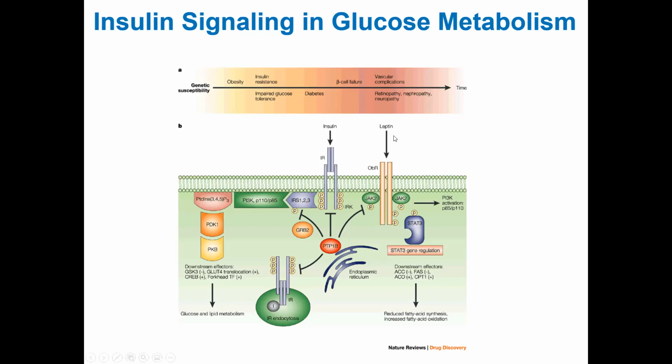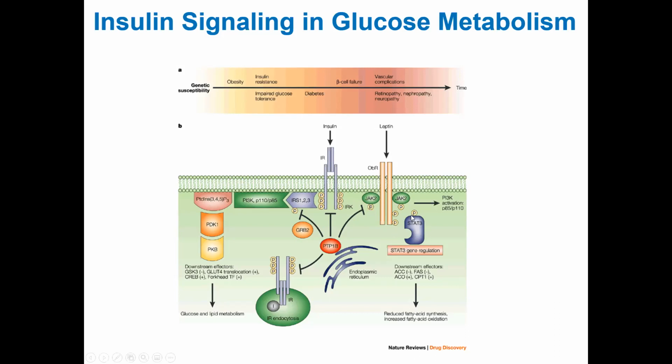Now let me quickly tell you about leptin. Leptin is the hormone that binds to the obesity receptor. And when it binds to the obesity receptor, there is a kinase called Janus activated kinase, JAK2. JAK2 gets phosphorylated. Once JAK2 gets phosphorylated, it will activate its partner STAT3.